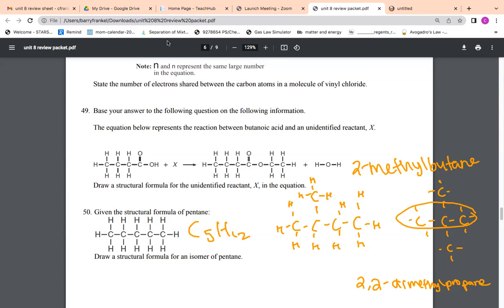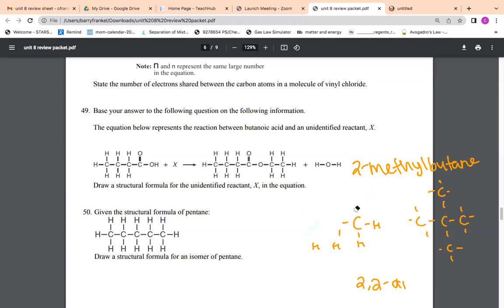Okay, so either of those work. Just make sure that when you draw it, you draw in all the hydrogens, not like what I did. Okay, so make sure you draw all your hydrogens.